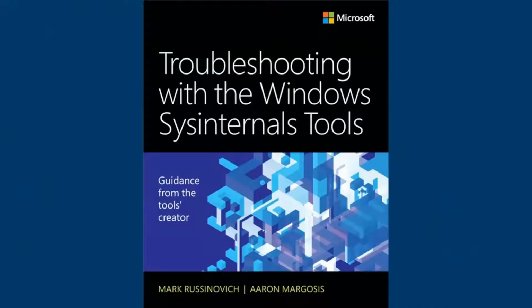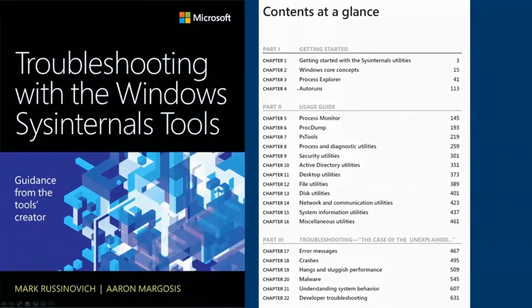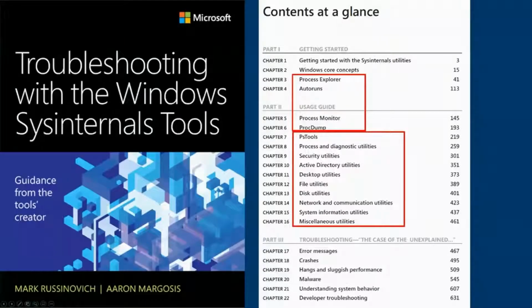The book starts out with some Windows core concepts and getting started and things like that. It has chapters about all the major tools, Process Explorer, Autoruns, Process Monitor, and ProcDump, and then has chapters about all the other tools. There's about 78 separate tools in the Sysinternals suite, not counting the native 64-bit versions and the ARM versions. So the book goes into great depth about all of them and helps you make use of them, helps me make use of them.